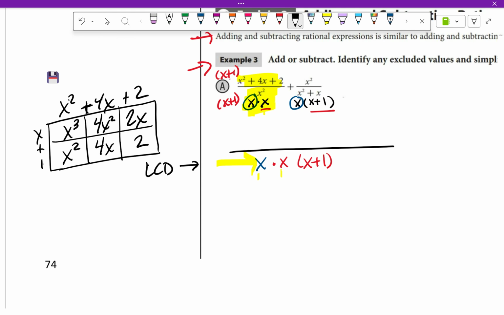I am going to look at my diagonals, right? So x cubed just stays x cubed. What's x squared plus 4x squared? 5x squared. Okay, and then I'm going to look at 4x plus 2x is what? Okay, and then just plus 2 at the end.